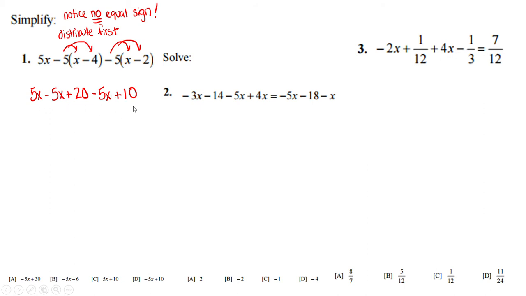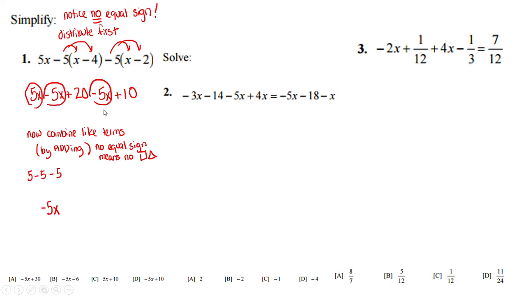Now the key here is, the next thing that we do is combine our like terms. Now yesterday we talked about combining like terms on both sides of the equal sign. But today, there's no equal sign. So we're just going to add all of those x's together. So we're going to do 5 minus 5 minus 5. And these x's combine together to be -5x. Now these numbers that do not have an x by them, they're considered like terms too. So we're going to do 20 plus 10 to be 30.